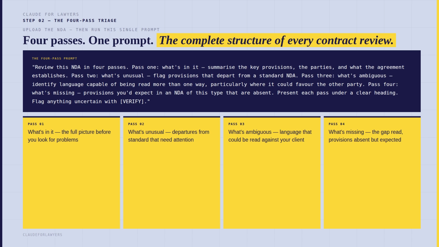One important note on the Pass 2 characterizations. When Claude says a clause is standard or unusual, that's based on its training data. Verify any characterization your advice depends on, particularly where it's industry-specific or jurisdiction-specific. We come back to this in Step 5.